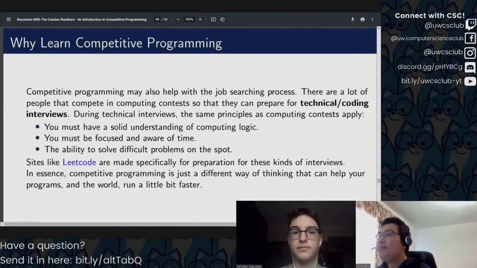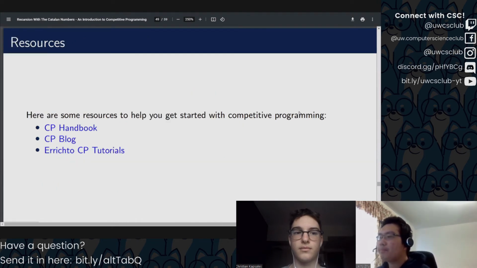In fact, competitive programming may also help with the job searching process because of technical or coding interviews. And during these technical interviews, the same principles as these computing contests apply. You have to have a solid understanding of computing logic, you must be focused and aware of time, and you need the ability to solve difficult problems on the spot. And there are sites like LeetCode that are made specifically for this kind of purpose. In essence, competitive programming is just a different way of thinking that can help your programs and the world run a little bit faster.